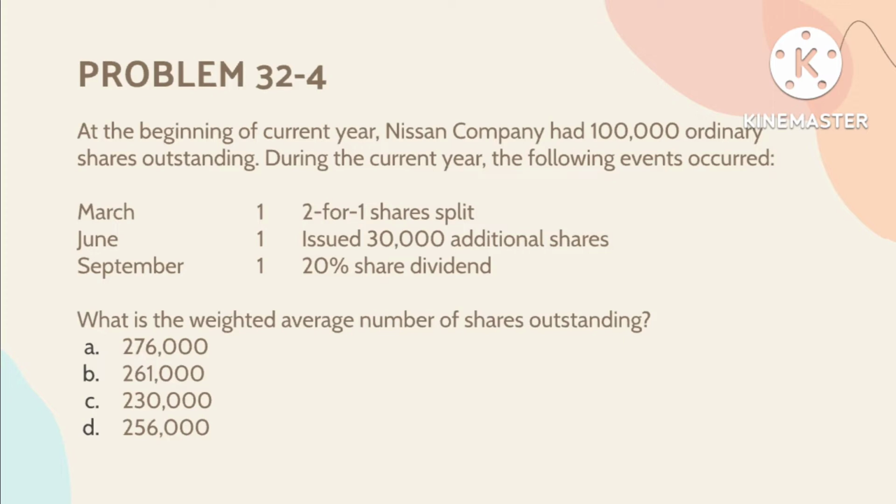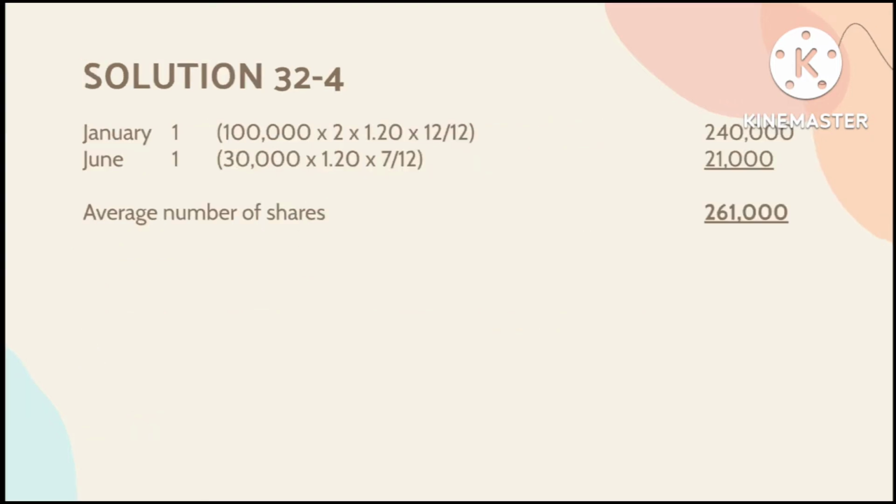At the beginning of the current year, Nissan Company had 100,000 ordinary shares outstanding. During the current year, the following events occurred. On March 1, there was a 2-for-1 share split. On June 1, 30,000 additional shares were issued. And on September 1, there was a 20% share dividend. In this problem, we are going to look for the weighted average number of shares outstanding. Now let's discuss how this problem is solved.